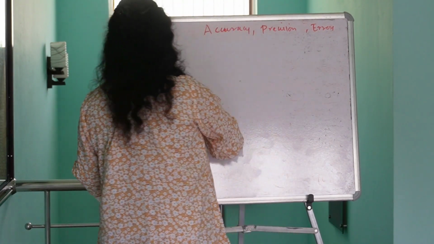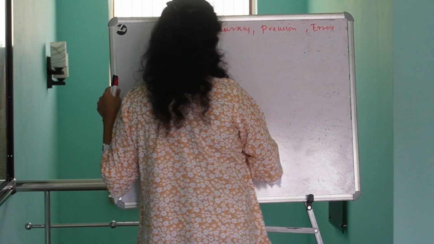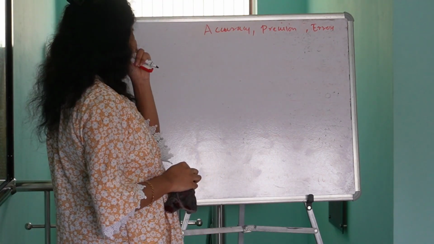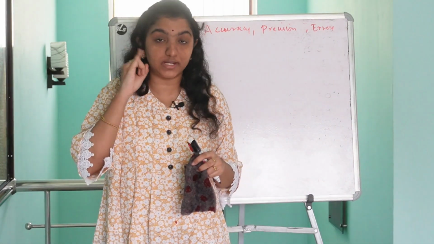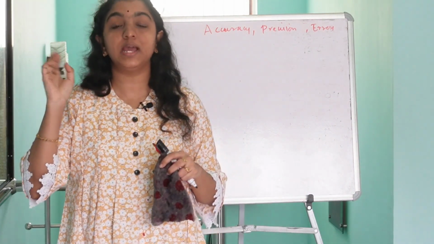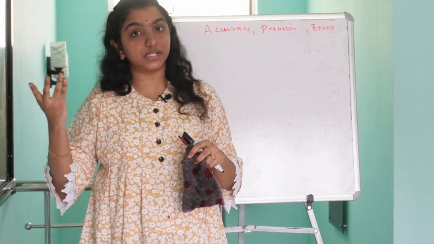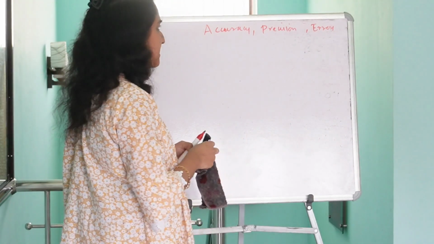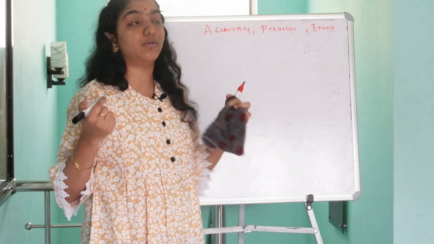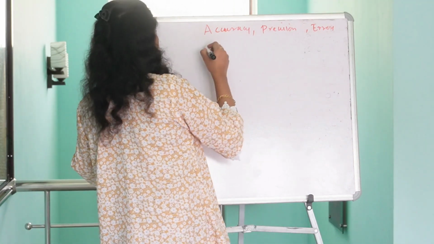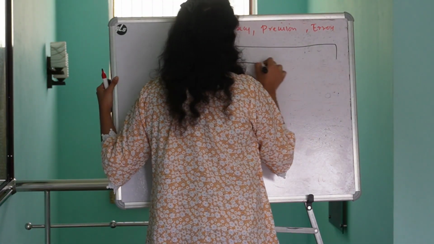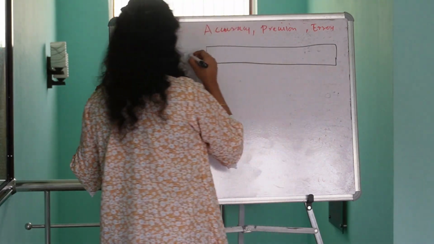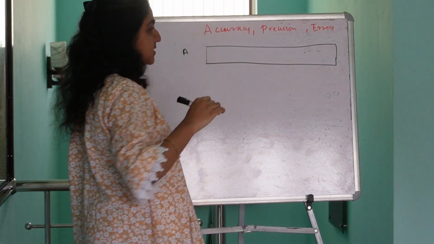Yes. So now let's see what is precision. Here in precision we have two cases. The first case is precision of an instrument, and case 2 is precision of a measurement. So first let's see what is precision of an instrument. Suppose I have a measuring instrument A.